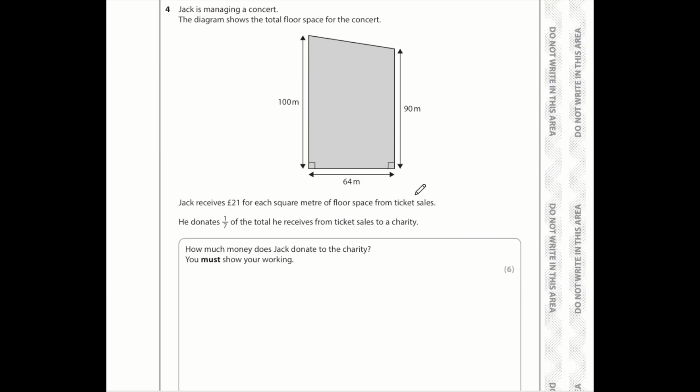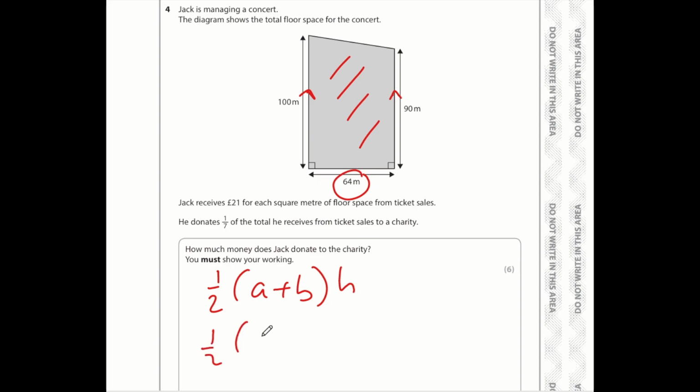Okay, question number 4. So what we need to do here is work out the area of this shape here, which is a trapezium. Now the formula for the area of a trapezium is 1/2 of (a plus b) times h, where a and b are the parallel sides. So these sides are a and b, these are the parallel ones, and h is the distance between them, which is the 64. So it's going to be 1/2 lots of 100 plus 90, multiplied by 64.